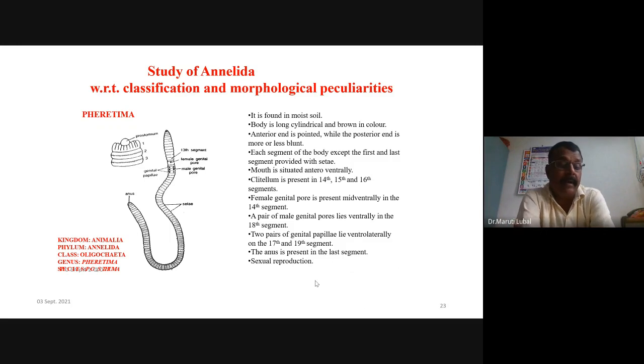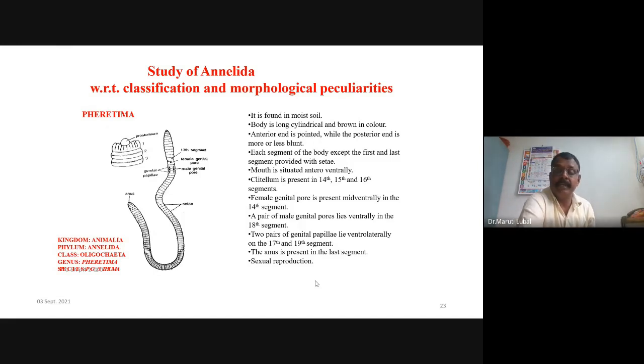Next animal is Pheretima, the earthworm. It is found in moist soil. The body is long, cylindrical, and brown in color. The anterior end is pointed, while the posterior end is more or less blunt. Each segment of the body, except the first and last segment, is provided with setae. The next character is the mouth, which is situated anteroventrally. This is a differentiating character. Clitellum is present in Pheretima, which is found in the 14th, 15th, and 16th segments. The 14th, 15th, and 16th segments get united to form the clitellum.